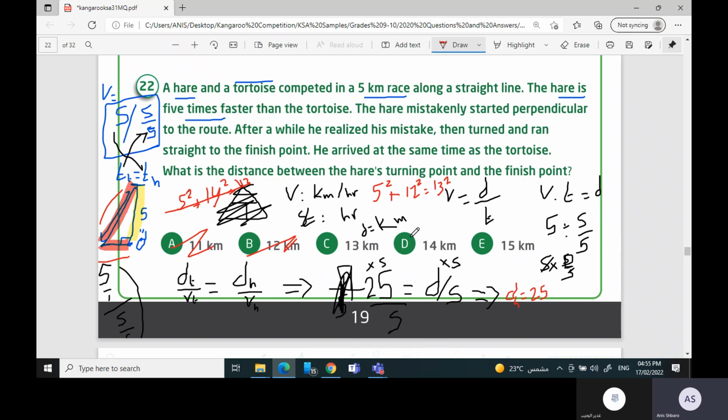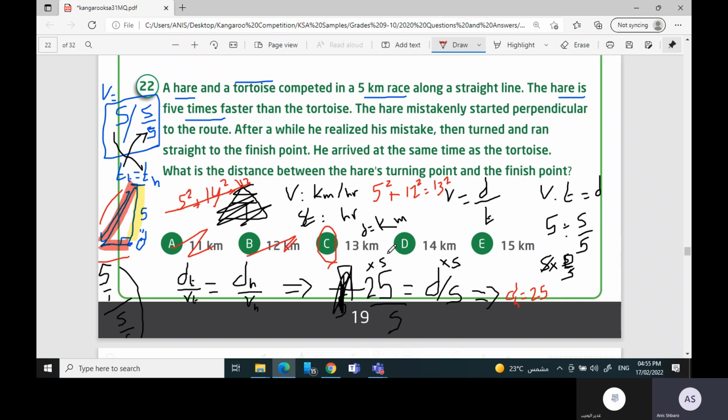I will try it. By the way, maybe it's not a suitable one, but let's try it. Maybe it is. So 5 power 2, so it's 5 times 5 plus 12 times 12, it's equal to 169. 13 power 2 is also equal to 169, sorry. So C is the right answer.